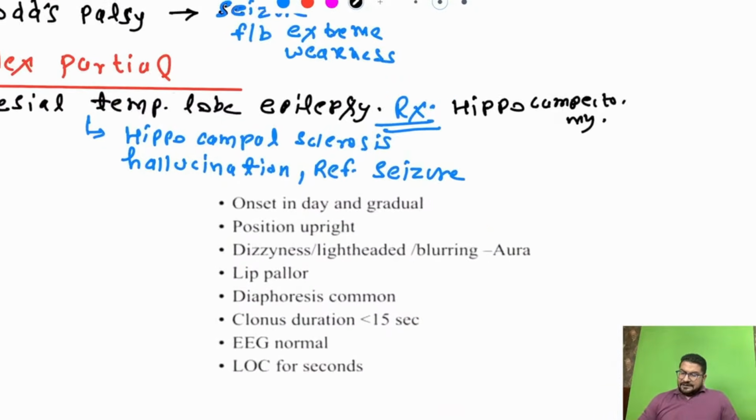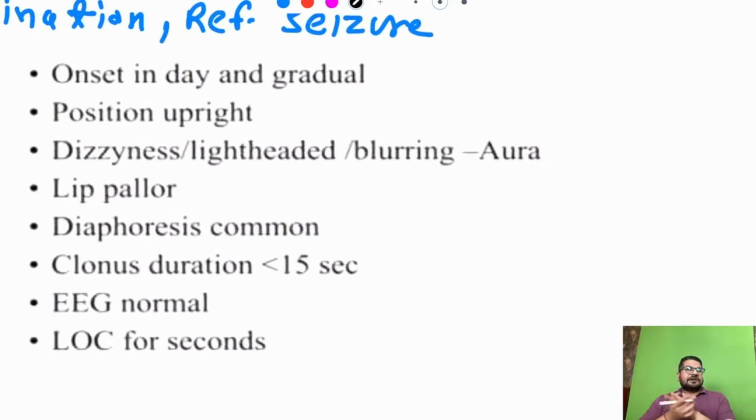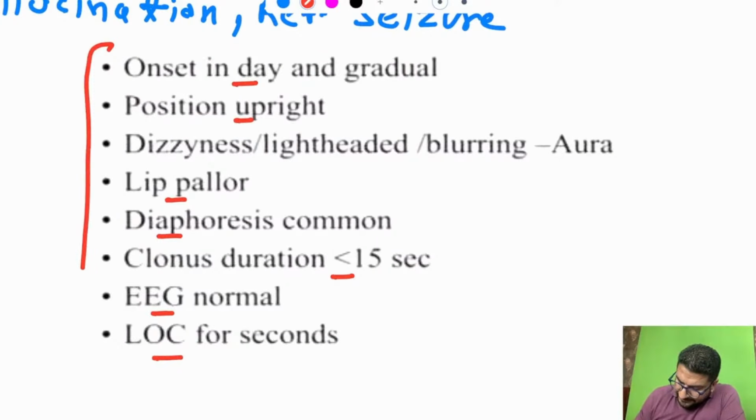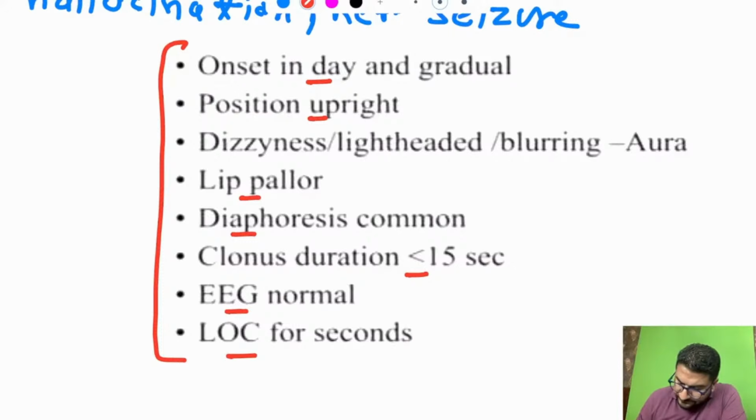Now sometimes in exam they ask you the differential diagnosis of seizure, which will be syncope. So how will you differentiate? Now understand. Onset in day and gradual. Day means generally in the afternoon, and it happens gradually. Upright means it happens when the patient is standing. Dizziness, lightheadedness, blurring is seen. Lip pallor is there. Sweating is common. Clonic duration is less than 15 seconds. EEG is normal and loss of consciousness is in seconds. So understand this thing. These are the points which I just told you. We call this syncope. So what will happen in seizure?